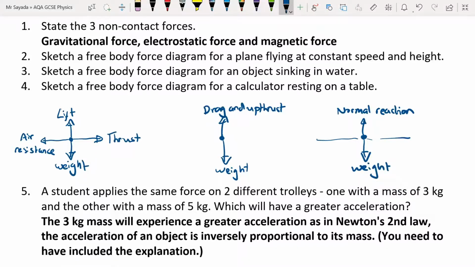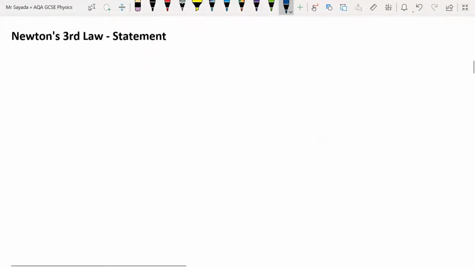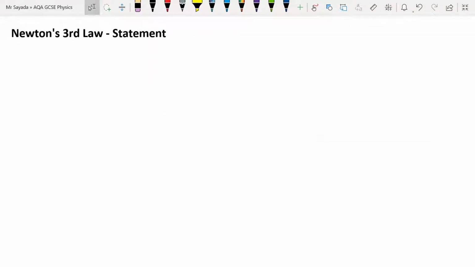So we're now going to move to Newton's third law. The first thing I'm going to do is write down a statement of Newton's third law. So what is Newton's third law? Now, there's a common way which Newton's third law is written, which is this. Every action has an equal and opposite reaction.